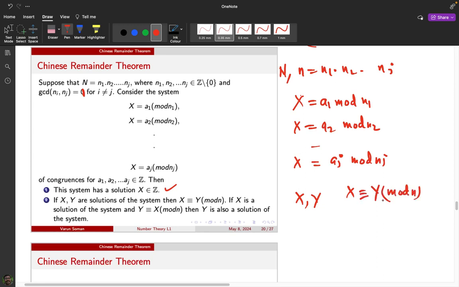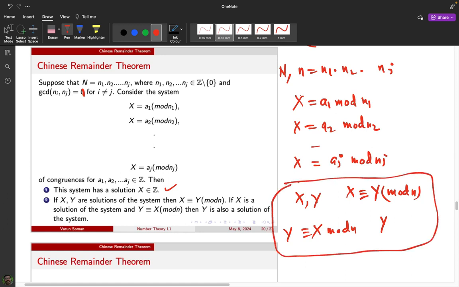One more thing it says: suppose your x is a solution to the system and suppose some y is congruent to x mod n, then y also would be a solution to the system. That means any two solutions of the system will be congruent to each other. Essentially that means they are unique up to congruences. So this is a uniqueness statement.